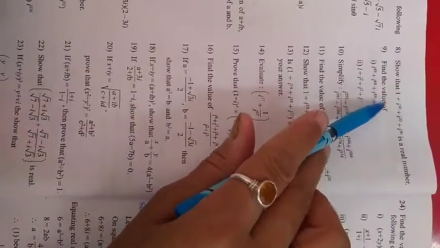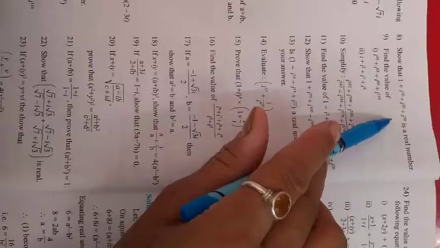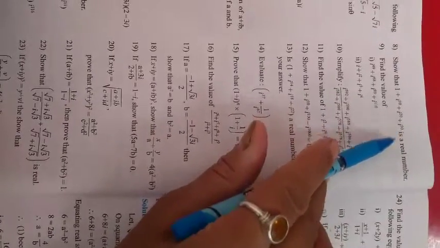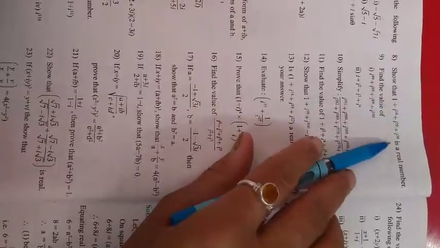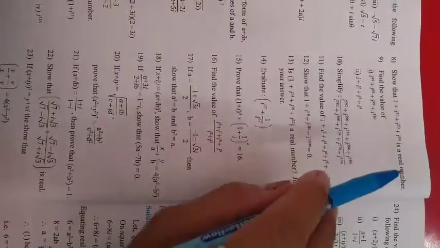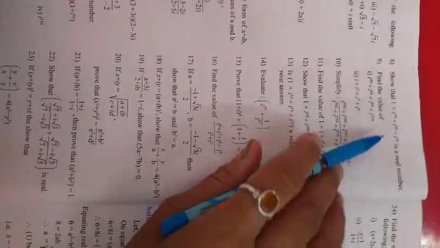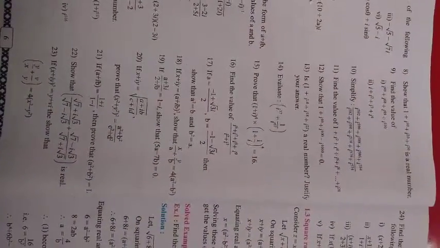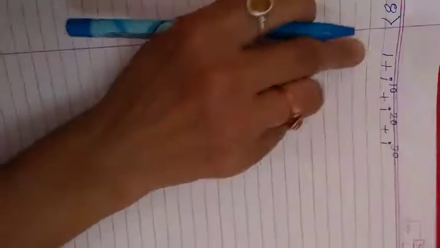Show that 1 plus i to the power 10 plus i to the power 20 plus i to the power 30 is a real number. A real number means we'll calculate this, and at the last we will get only the real part. There is no imaginary part. So let's see how we'll solve this. So we have to show this is a real number.